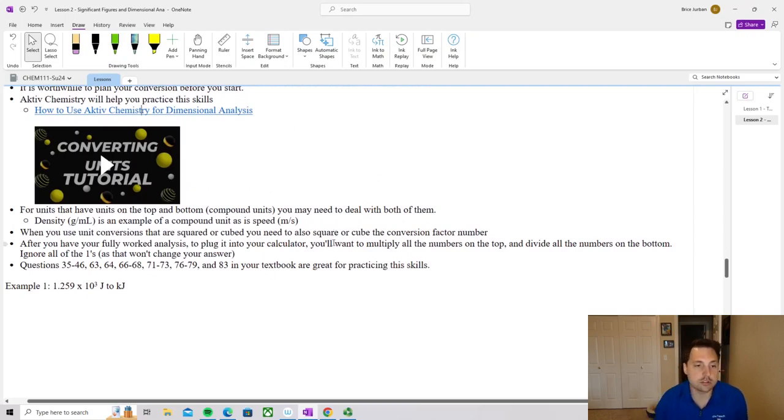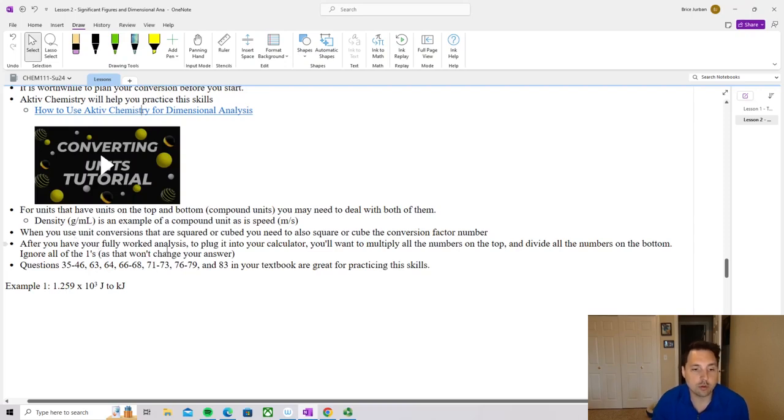The textbook also goes into a lot of detail on this. There are also going to be some units that have units on the top and bottom. These are known as compound units. Density and speed are examples of these. And you often need to deal with both of them or one of them. When you use unit conversions that are squared or cubed, you'll also need to square or cube the conversion factor number. So when we convert from cubic meters to cubic centimeters, for example, that would require us to cube that number.